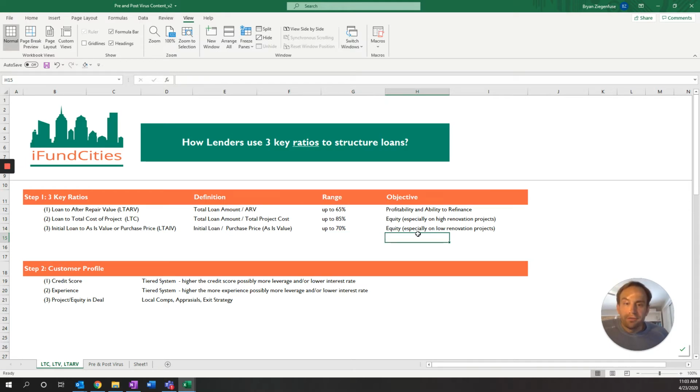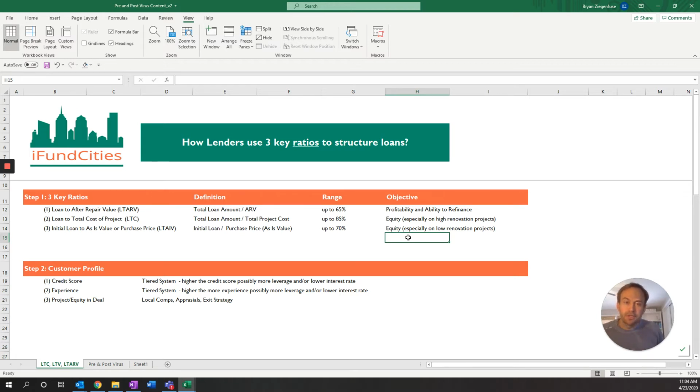What is the objective of these three ratios? There's a handful of objectives, but I think of it as three. One is profitability of the deal. When you think about loan to ARV, that helps the lender understand the profitability of the overall project. Secondarily, if you're planning on holding the property beyond this short-term loan, what's the ability to refinance out into a longer term loan if it's a rental property.